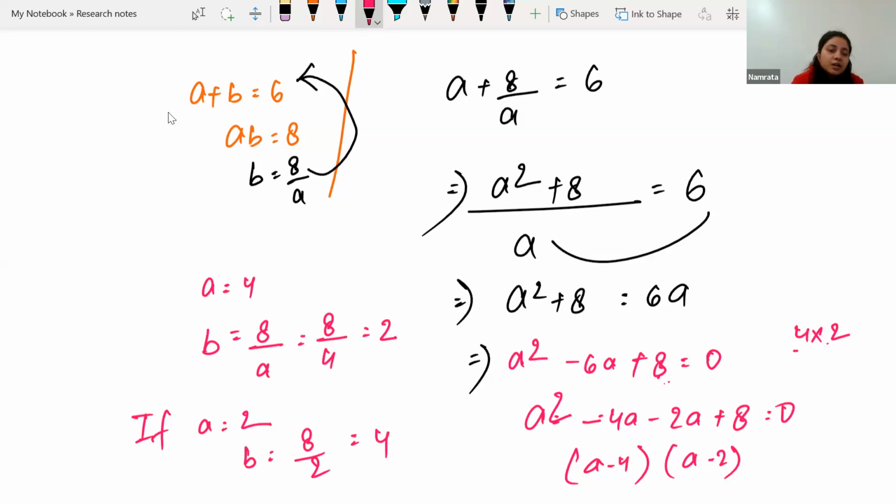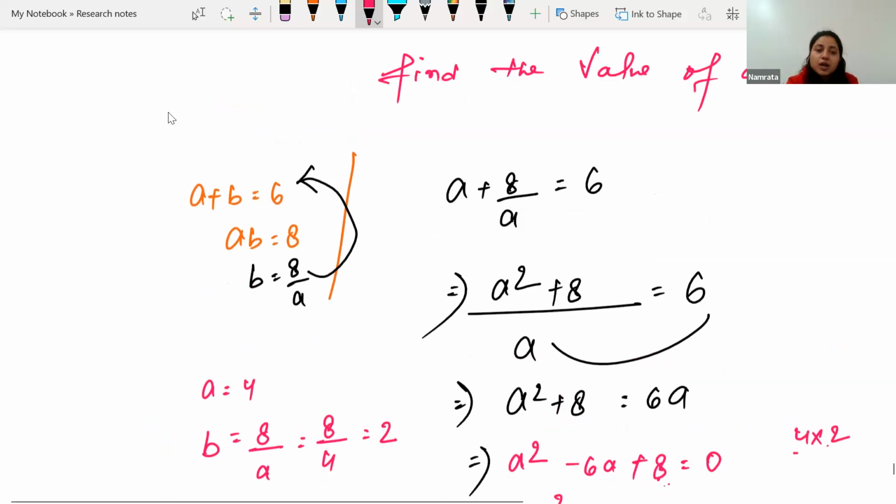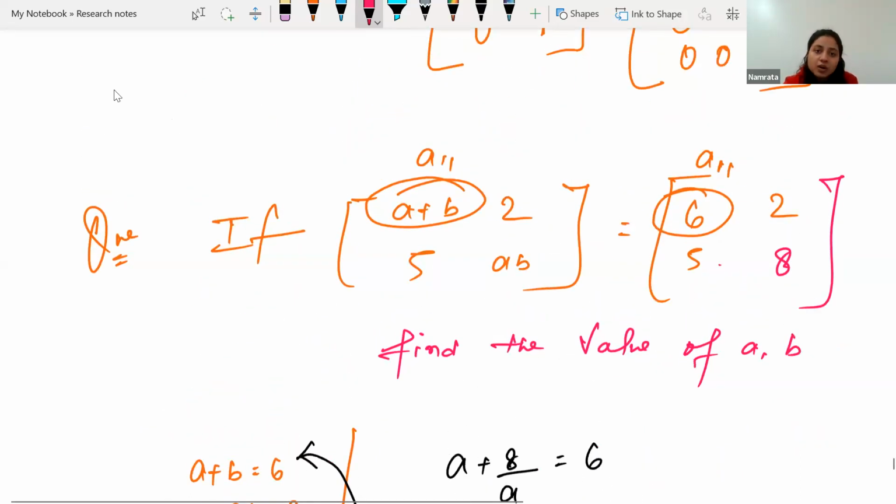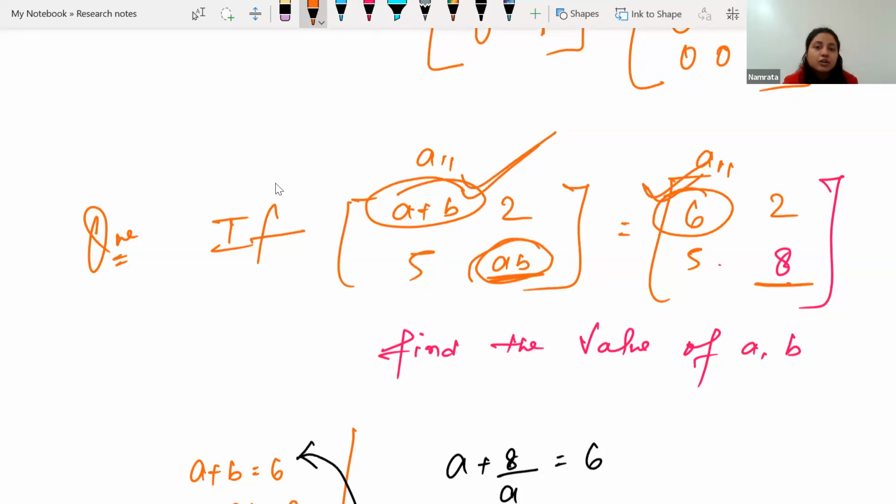For this question, not only for this question, whenever you are getting this type of question, always check your A and B. We are having two pairs of A and B: one A value, one B value, and then another A value, another B value. Whenever you are having such a question, check it after doing the multiplication of AB. Are you getting 8 or not? Or maybe after adding A plus B, are you getting 6 or not? Accordingly, we will choose the pair.